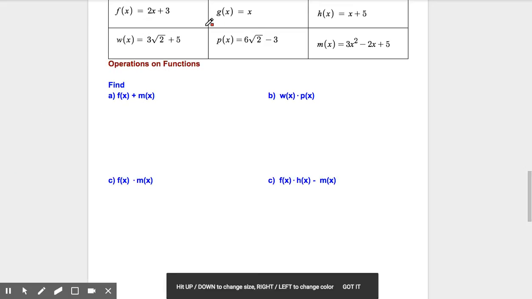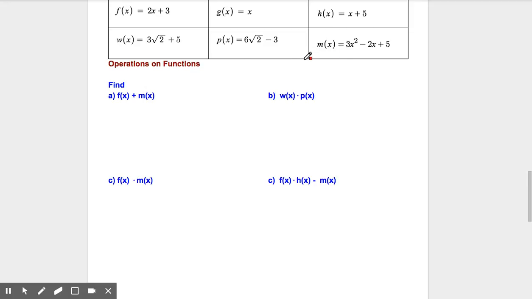In this tutorial, we are going to perform operations on functions. So we have here 6 different functions. What we're going to do is perform some operations between any 2 of them or any combination of functions. So we can add, multiply, or do a combination of multiply and subtract.